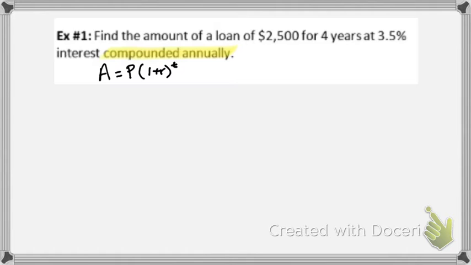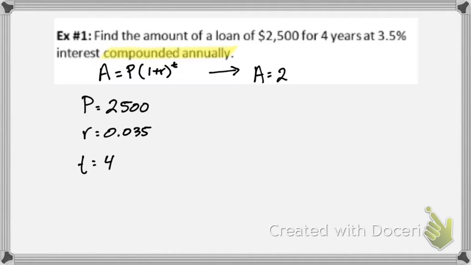Okay? And so here I'm going to put my P, R, T, just like the simple interest, but it's a different formula. Okay, so our P is still going to be our principal. That's 2,500. Our rate is still going to be that percentage in decimal form, so it'll be 0.035. And then our time will always be in years. In this case, it says 4 years, so 4 is going to be our T. Okay, we're going to put it into our formula. A is equal to 2,500 times 1 plus 0.035, and then our exponent is 4.